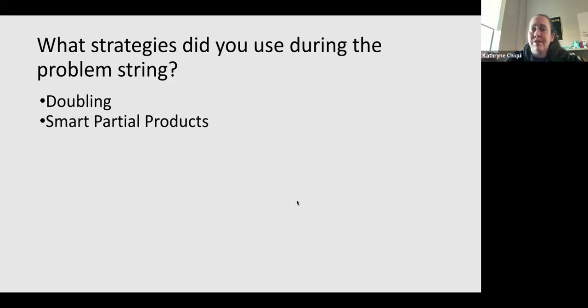Something that some of you were doing was partial products. The word smart was a typo, I apologize. When you added the 8 decks together with the 2 decks, that's using partial products. When you used the 10 decks to think about 9 decks, you are doing an over strategy, and that's something that we used with the subtraction problem string as well.